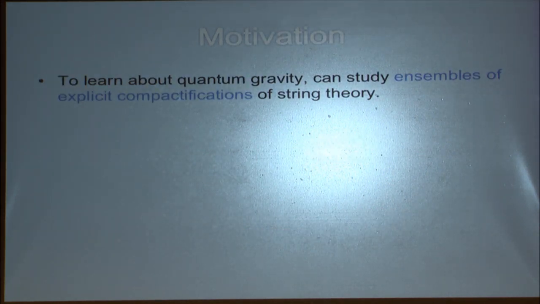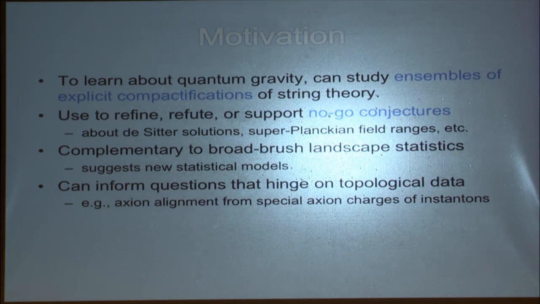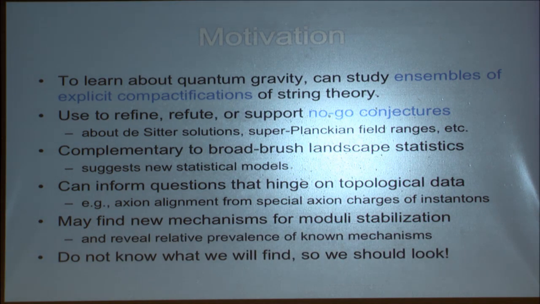Now, as far as motivation, we'd like to learn something about quantum gravity, and one way to go about that is to study ensembles of explicit solutions in a weakly coupled UV completion of quantum gravity, like string theory at weak coupling and large volume. You can use this as evidence against or for no-go conjectures. And this is generally complementary to more broad brush landscape statistics of the sort that Denef and Douglas, among others, pioneered some years ago. Here we're trying not to use the thermodynamic description, but find individual microscopic configurations. This can inform questions, as I'll show you, that hinge on having particular topological data in hand. And it might be that we find new mechanisms for moduli stabilization or something else. So we should just look and see what's out there.